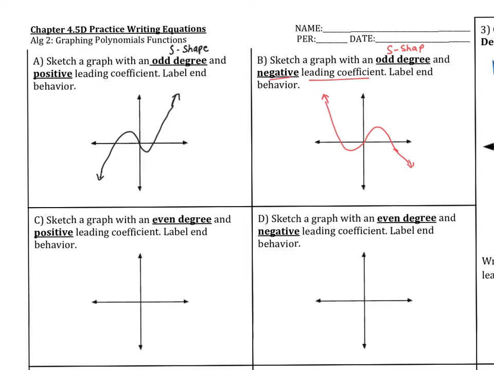For letter C, you're going to sketch an even graph, meaning either a U or a W-shaped graph. So even degree and positive leading coefficient is going to face up, whether it's a W or a U shape. Even degree again is going to be a U shape or a W shape graph. Negative means it's going to face down, so both hands go down, and it's going to be a U or a W shape graph.